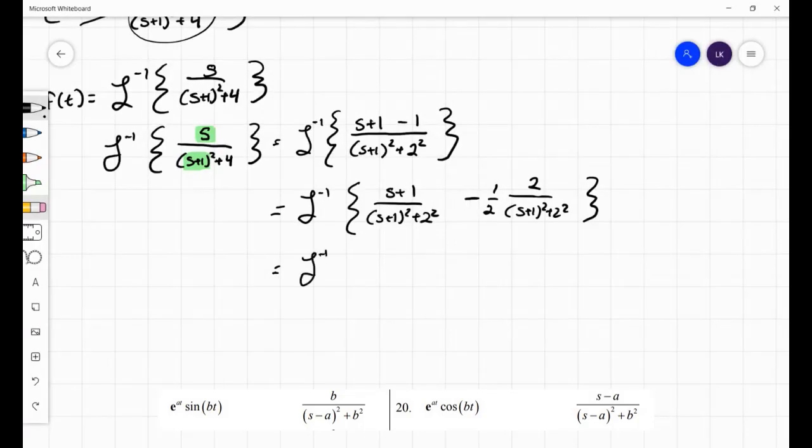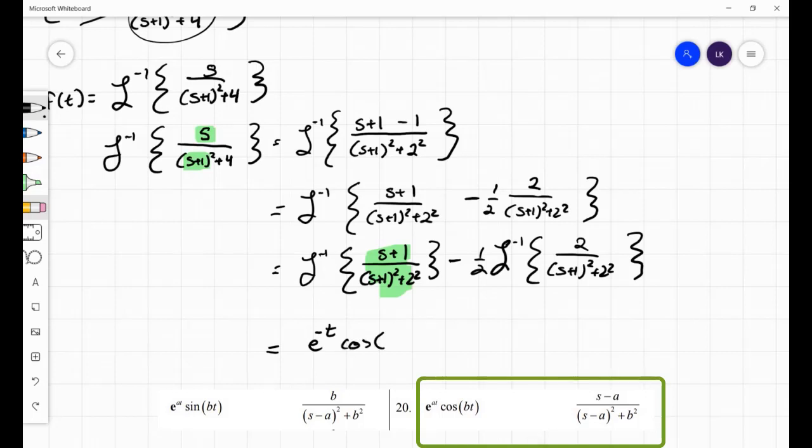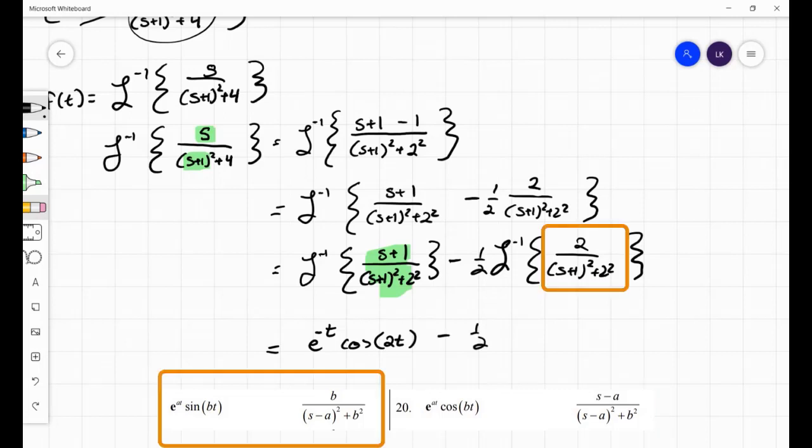And we have the linearity of the inverse Laplace transform, allowing us to take the inverse Laplace of one term at a time. Again, using the table, this looks like cosine, but shifted over by -1. So that's going to be negative e to the negative t times the cosine of 2t. While this looks like it's the sine of 2t, but shifted by -1, so we're going to have that exponential that does the shift, sine of 2t.